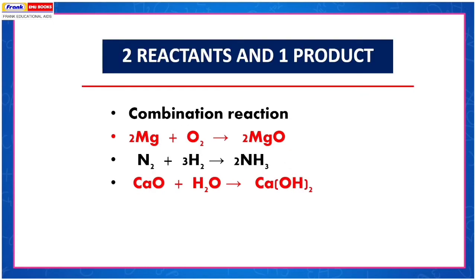2 reactants and 1 product, referred to as combination reaction. Examples are 2Mg plus O2 gives 2MgO. N2 plus 3H2 gives 2NH3. CaO plus H2O gives Ca(OH)2.